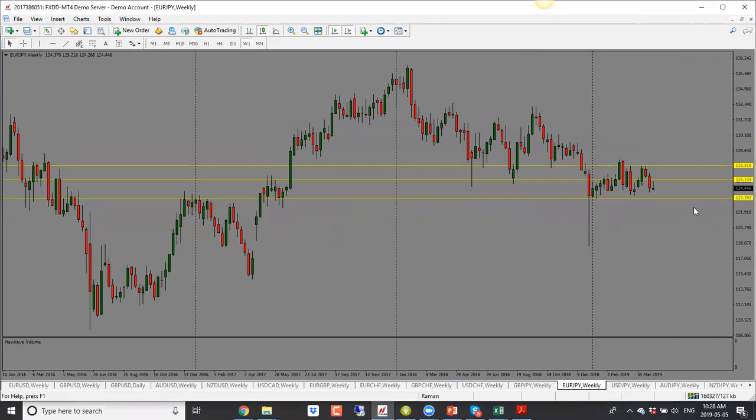So bullish there. Euro yen, this one's been slightly different because euro hasn't been as strong. So this one we have a pin bar here, which means price could drop further. So bias is to the downside.